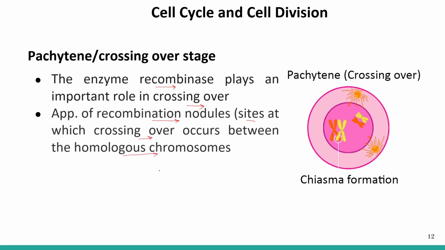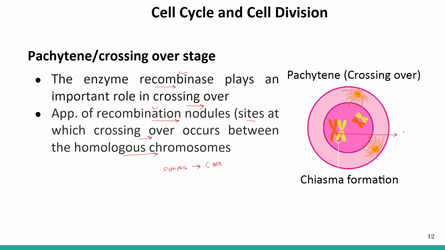So what happened? First was the formation of synapsis, okay, the pairing of homologous chromosomes. Then after synapsis, formation of the synaptonemal complex. And then we had the crossing over, which leads to the exchange of genetic material. The enzyme involved is recombinase, and there is formation of recombination nodules, which are nothing but sites of crossing over. Okay, here you can see crossing over is taking place.